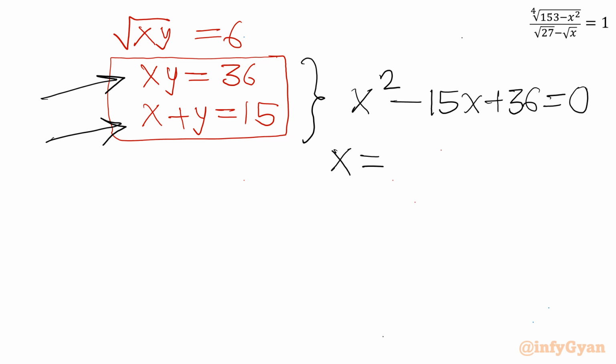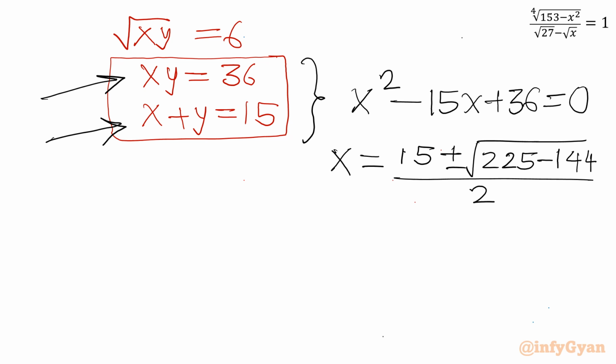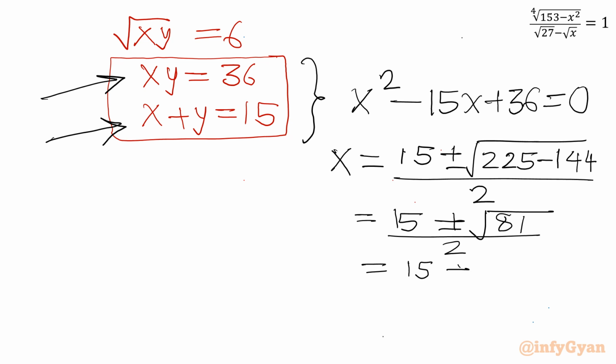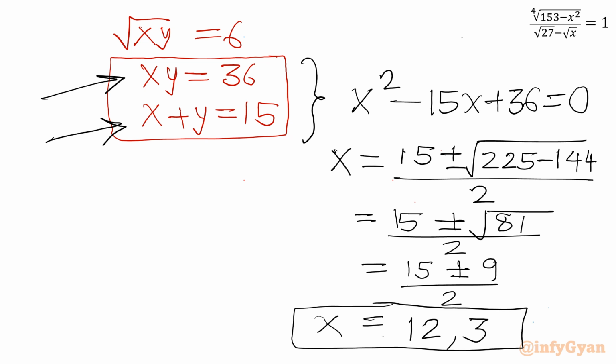So x will be, by the quadratic formula, minus b plus minus under the root b square, 225, minus 4ac, 144, divided by 2a, 2. So I will write here 15 plus minus, this will become 81 over 2. Square root 81 is 9. So plus minus 9 divided by 2. Now 15 plus 9 is 24 over 2, so 12. 15 minus 9 is 6 over 2, so 3. So we have basically two real solutions, x is equal to 12 and x is equal to 3.